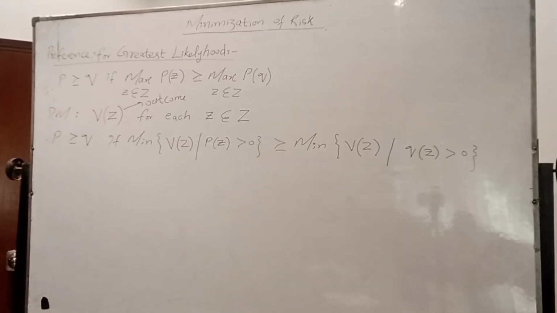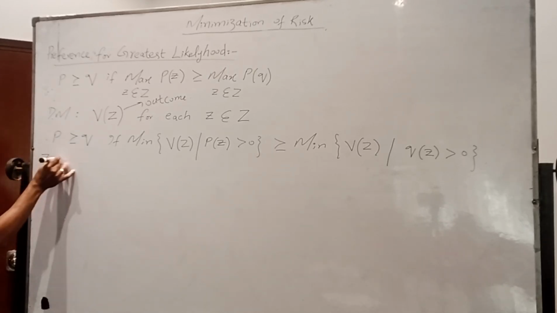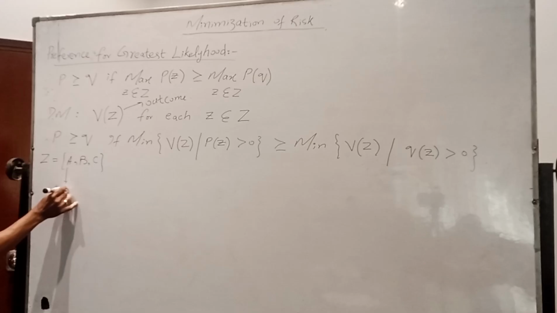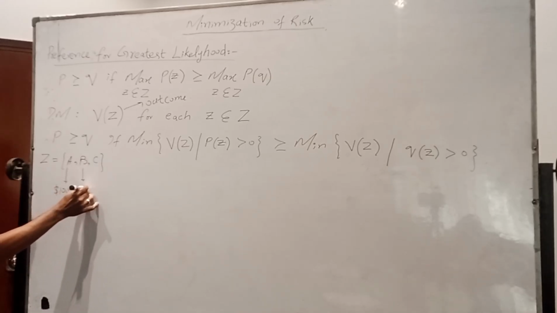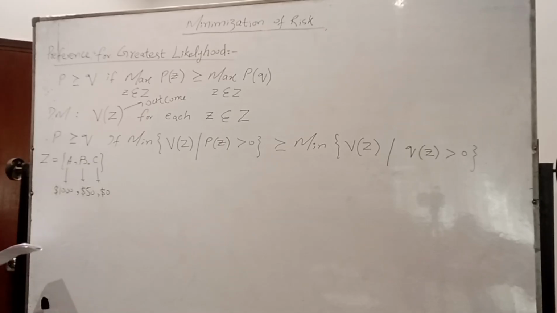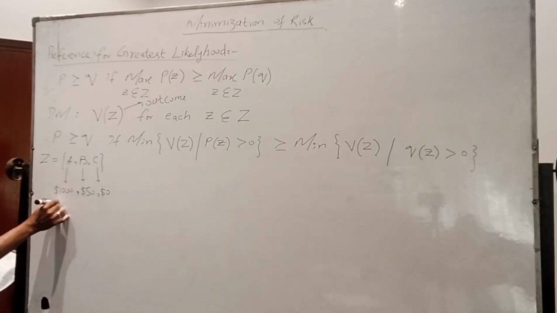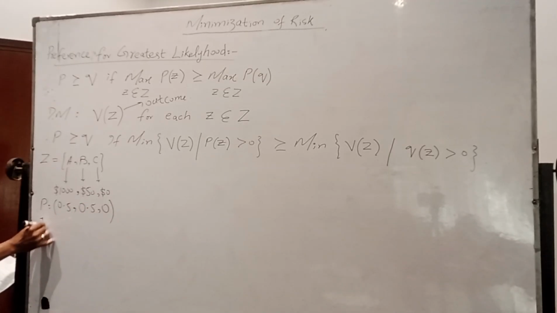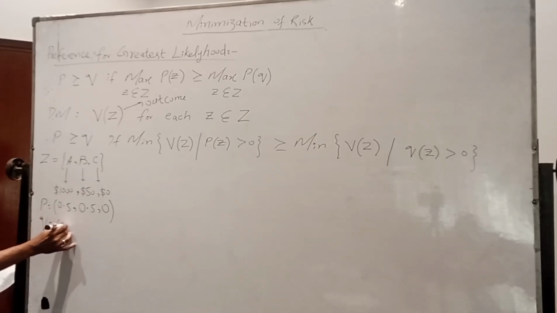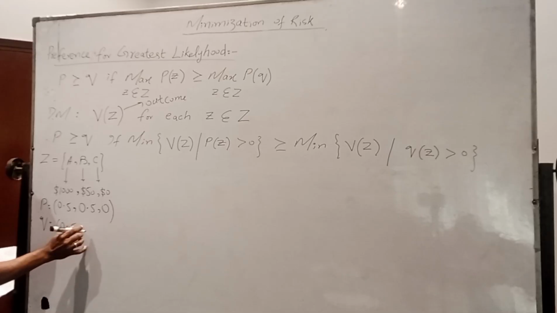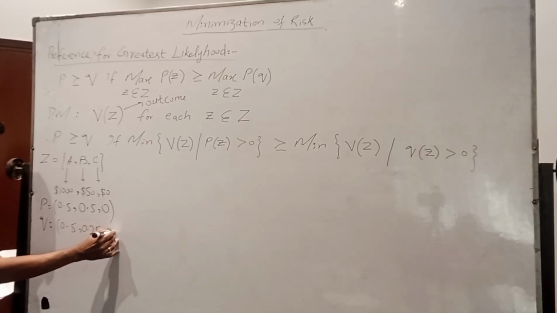So now consider, for example, again Z: A, B, C. Again $1,000, $50, again $0. Right? The same example. Now one important thing, the P is 0.5, 0.5 and 0, and Q here is 0.5 and 0.5, oh sorry, 0.25 and 0.25.